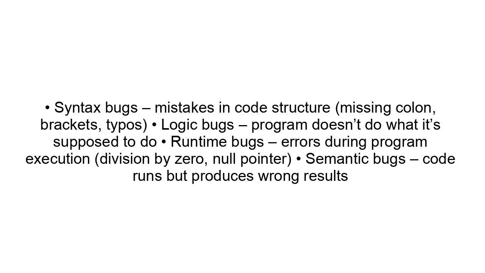Common types of bugs. Syntax bugs: mistakes in code structure, like a missing colon, brackets, or typos. Logic bugs: the program doesn't do what it's supposed to do. Runtime bugs: errors during program execution, like division by 0 or a null pointer. Semantic bugs: code runs but produces wrong results.